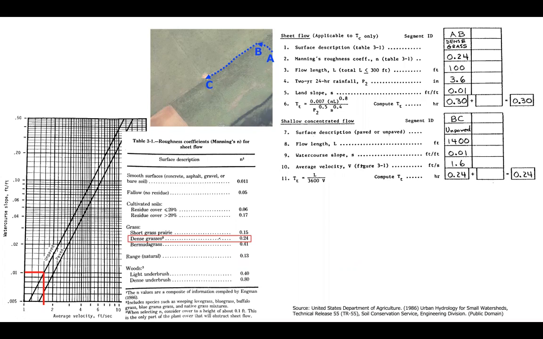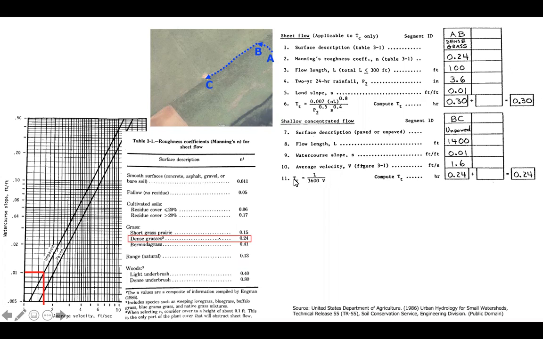And using the figure here on the bottom left, we can find the average velocity. So starting with the watercourse slope of 0.01, we're going to read off the graph until we hit the diagonal line for unpaved, because this is an unpaved zone. And then we would find the corresponding average velocity, which is equal to 1.6 feet per second.